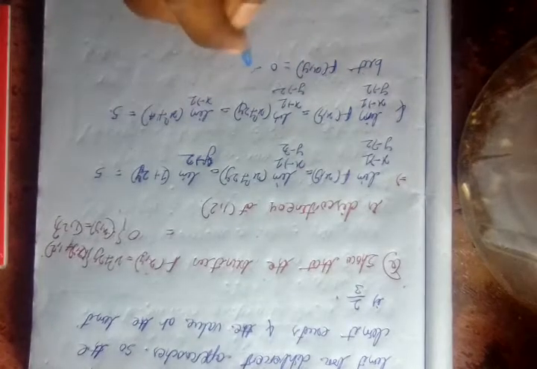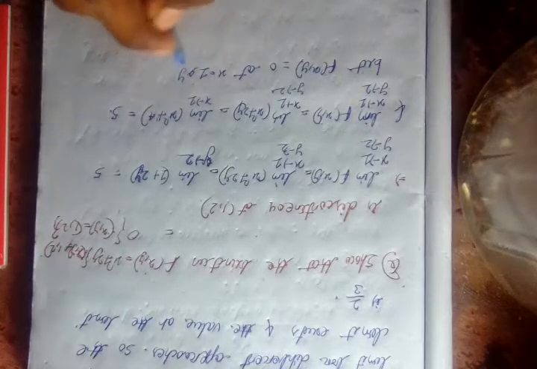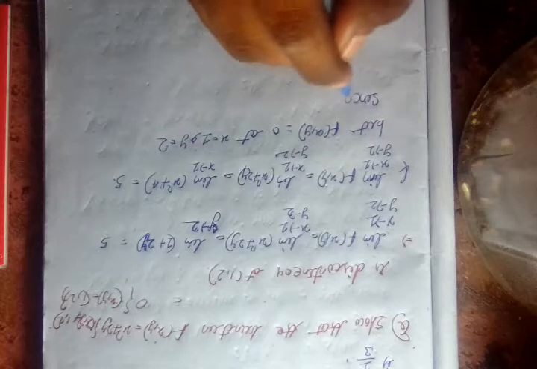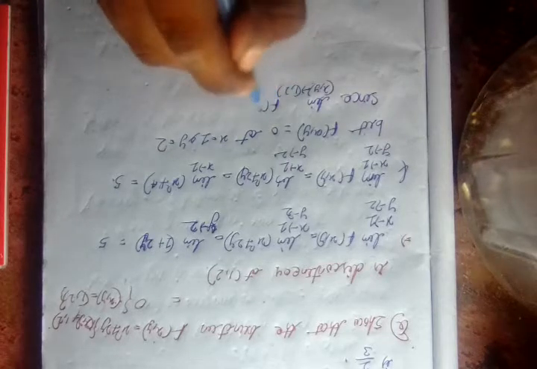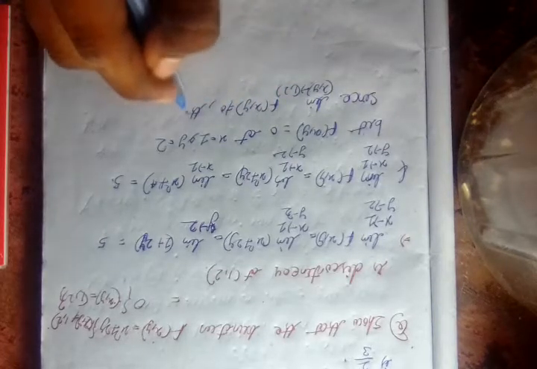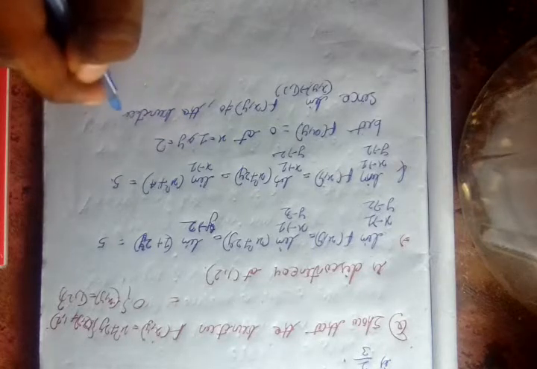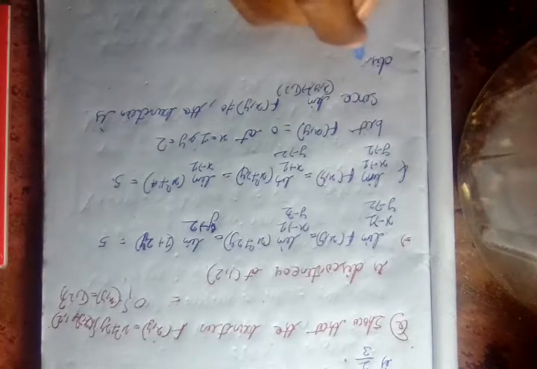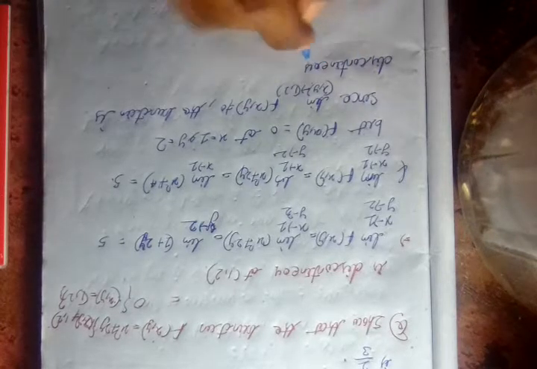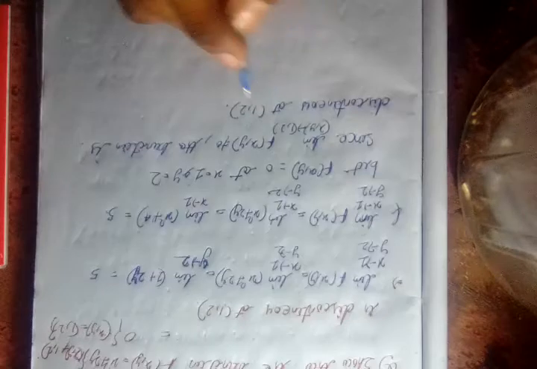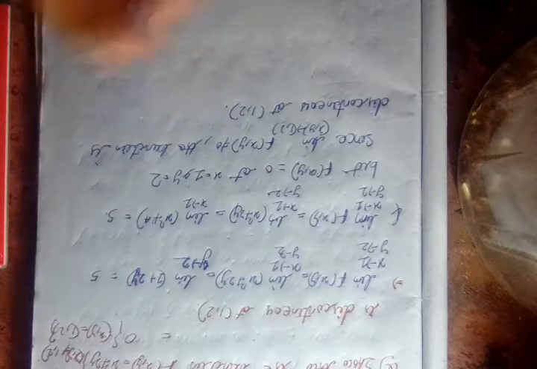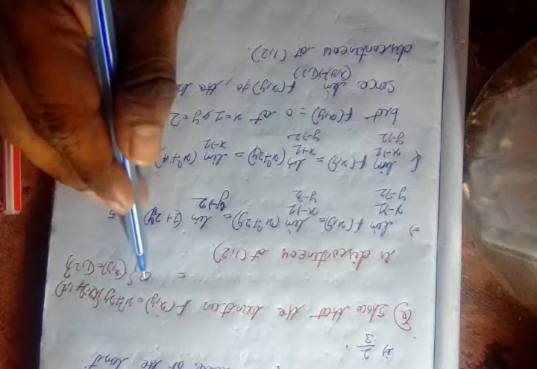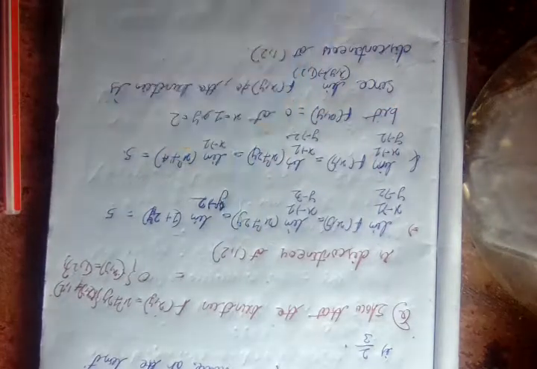But f(x,y) equals 0 at x = 1 and y = 2. Since the limit of f(x,y) as (x,y) tends to (1,2) is not equal to f(1,2) = 0, the function is discontinuous at (1,2). That is proved.